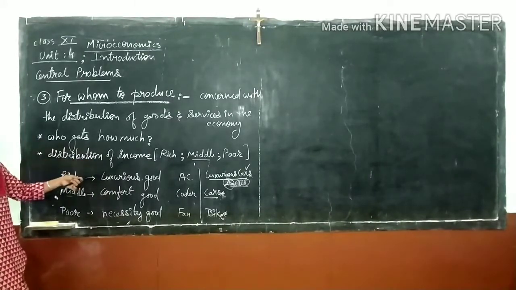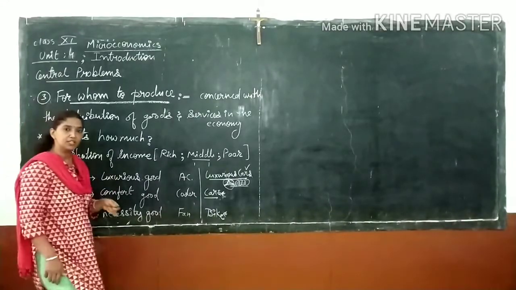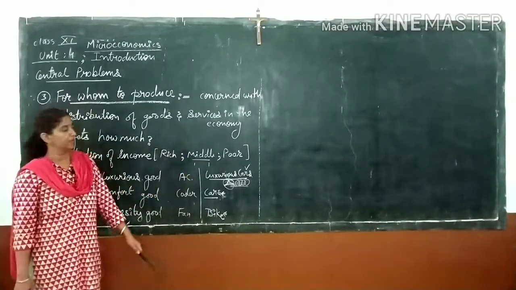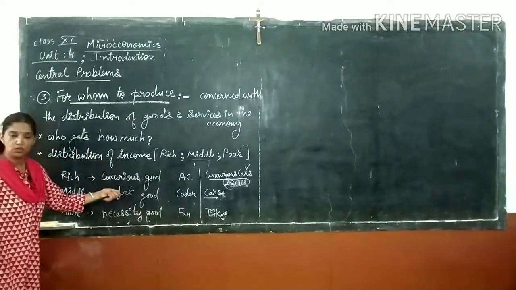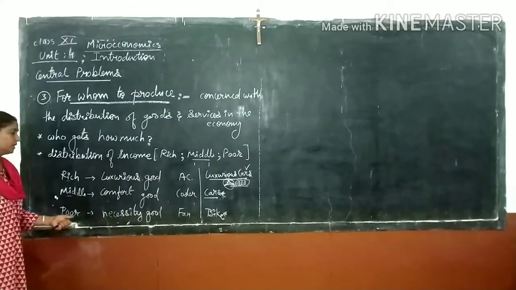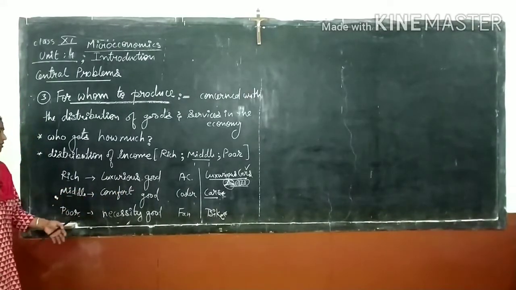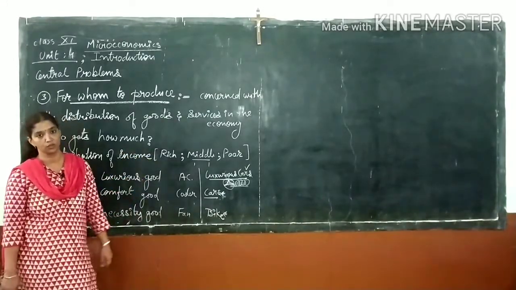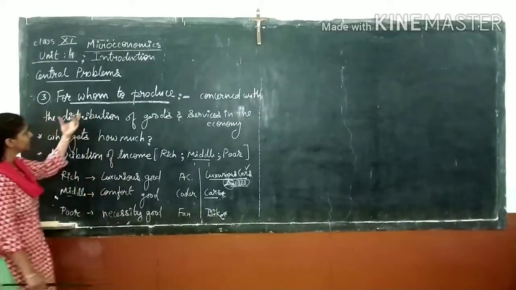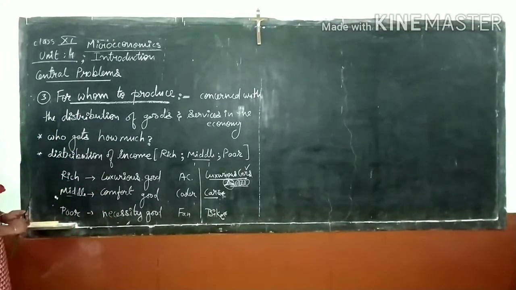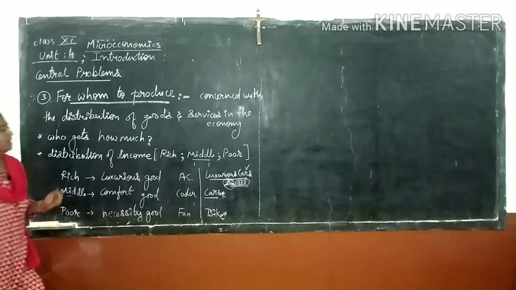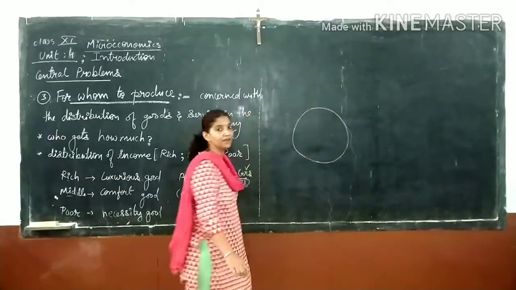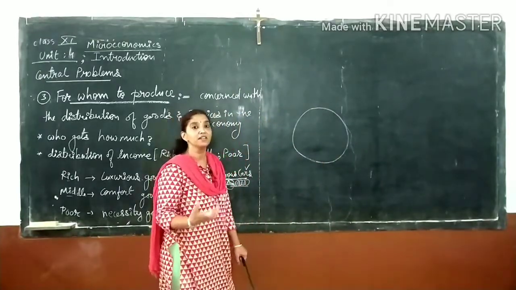And on the basis of income, we can say there are three sections in the economy: richer section, middle section, and poor section. Richer section is consuming luxurious goods, middle section is using comfort goods, and poor section requires necessity goods instead of comfort or luxurious goods. So, if we are discussing for whom to produce, we have to see how many people are there in the economy and what type of income level they have.